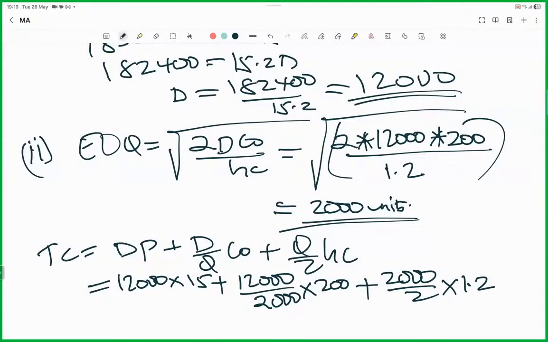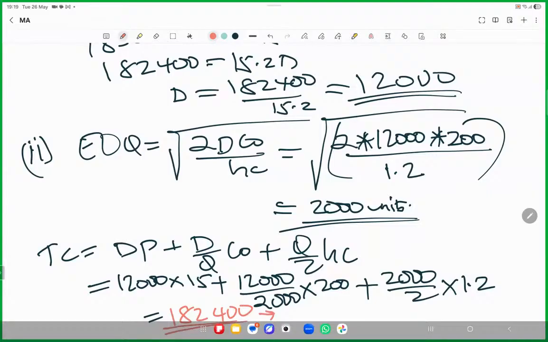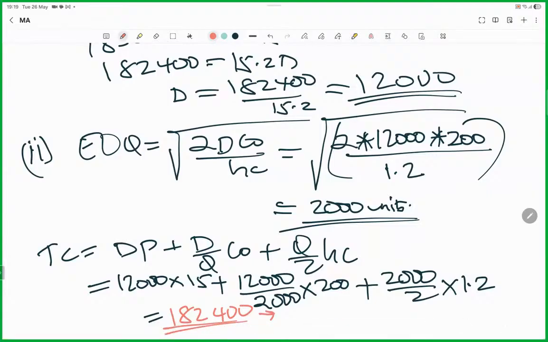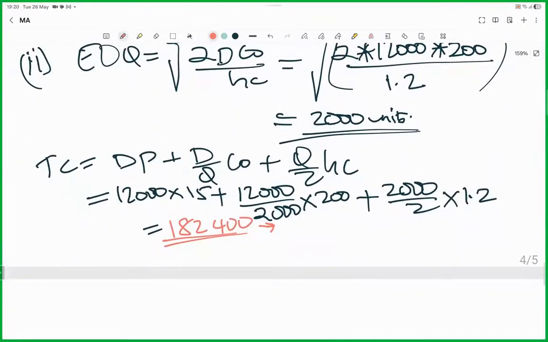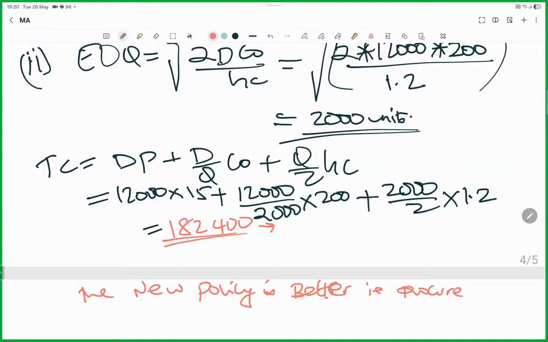You already have the final answer, right? Final answer: 182,400. So is this better than the current policy? Current policy, the cost was 183,000, isn't it? Yeah. So the new policy is better, i.e. procure 2,000 units.